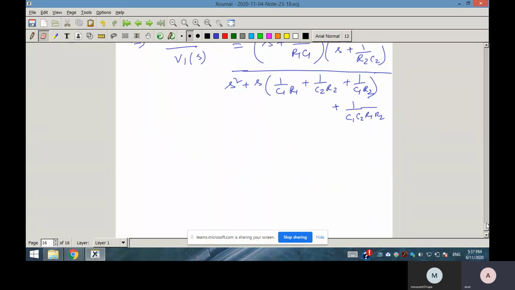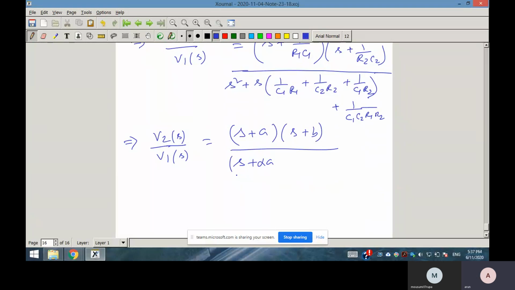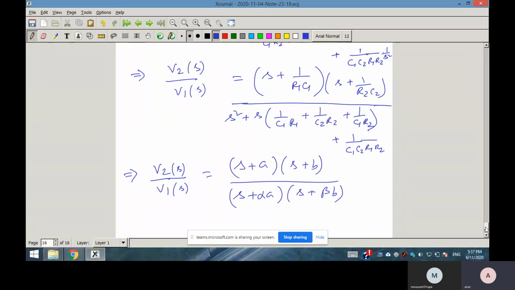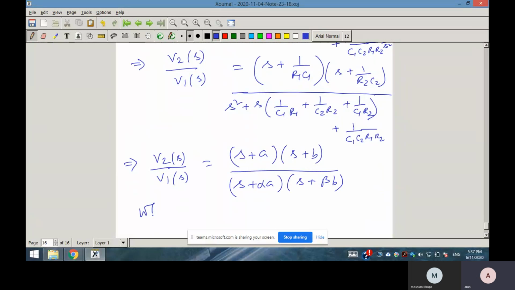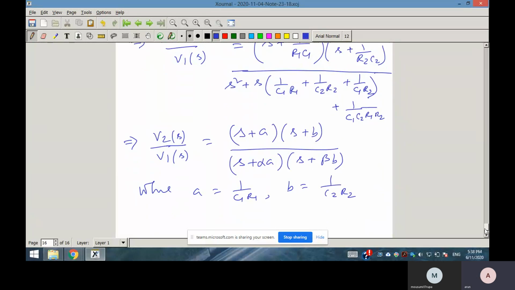So this means V2 by V1 can be written as (s plus a)(s plus b) divided by (s plus alpha a)(s plus beta b), because alpha beta equals 1. So then, where a is 1 by C1R1, and b is 1 by C2R2. What is your alpha beta?